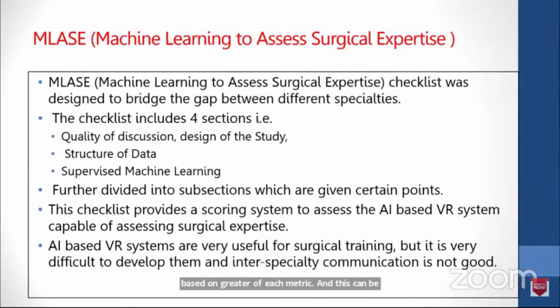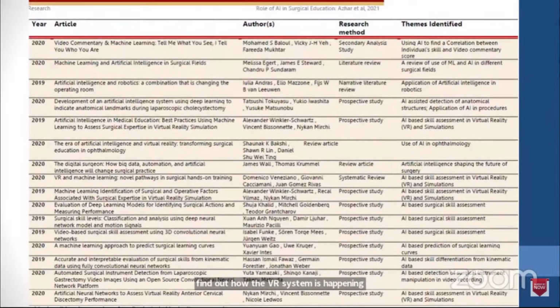Then machine learning to assess surgical expertise, what is called MLASE, the machine learning assessment of surgical expertise checklist, was there. We have a checklist which can find out the quality of discussion, design of study, structure of data, and then supervised machine learning can find out, going into the details, how the VR system is happening. And there are several papers available regarding all these networks to find out how we are evaluating.